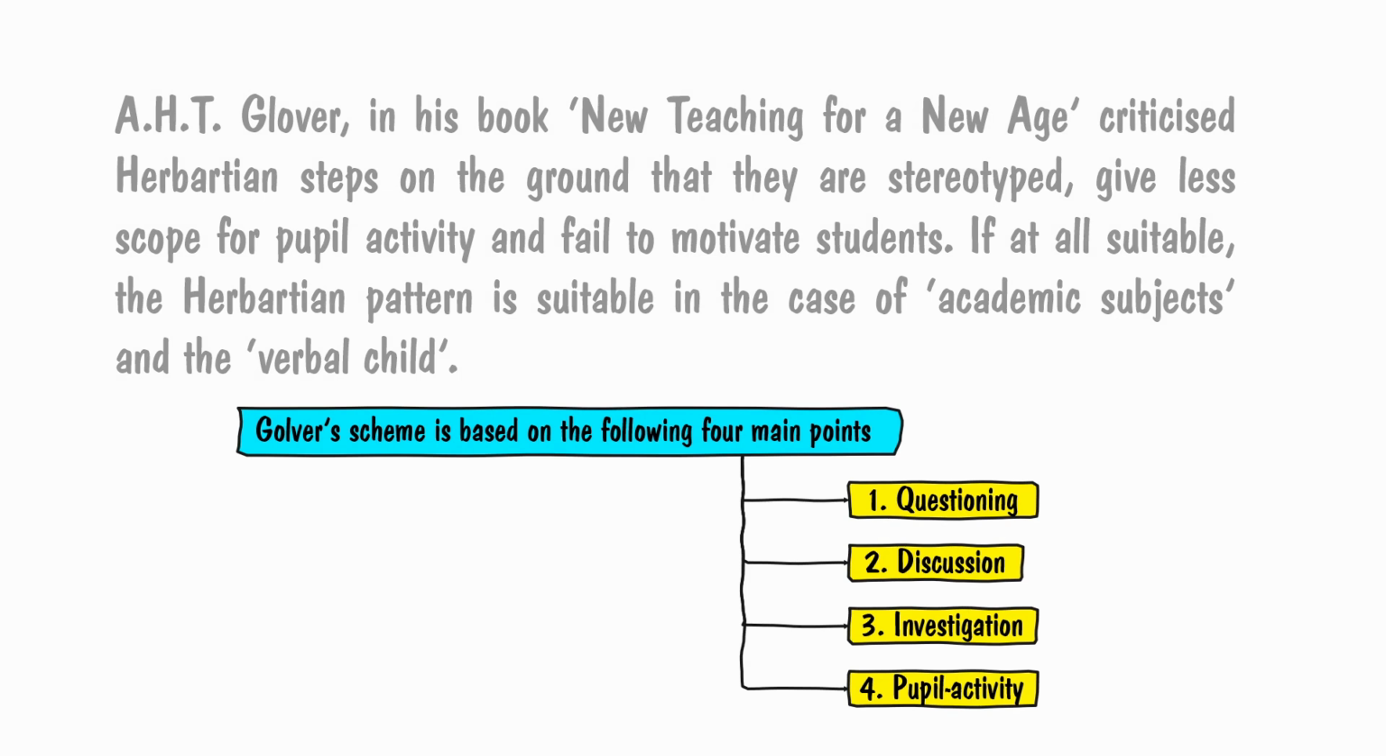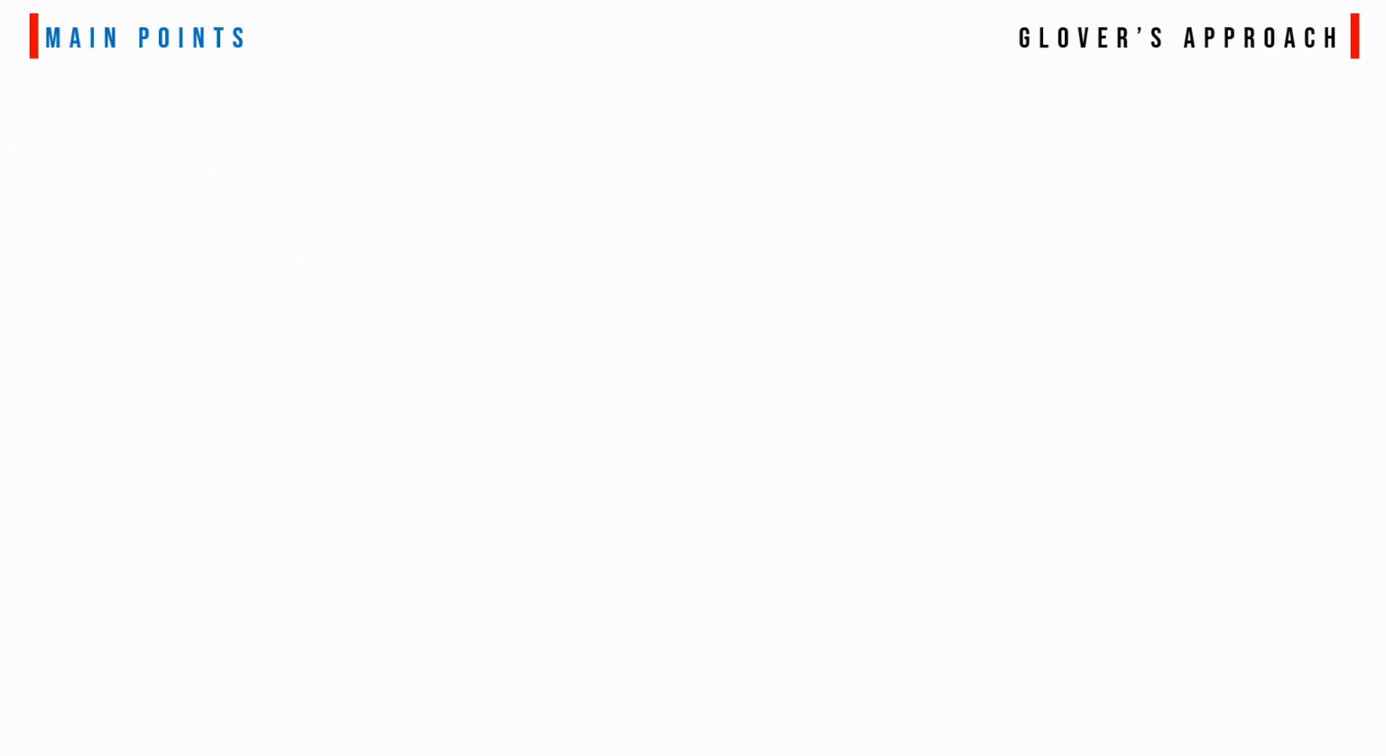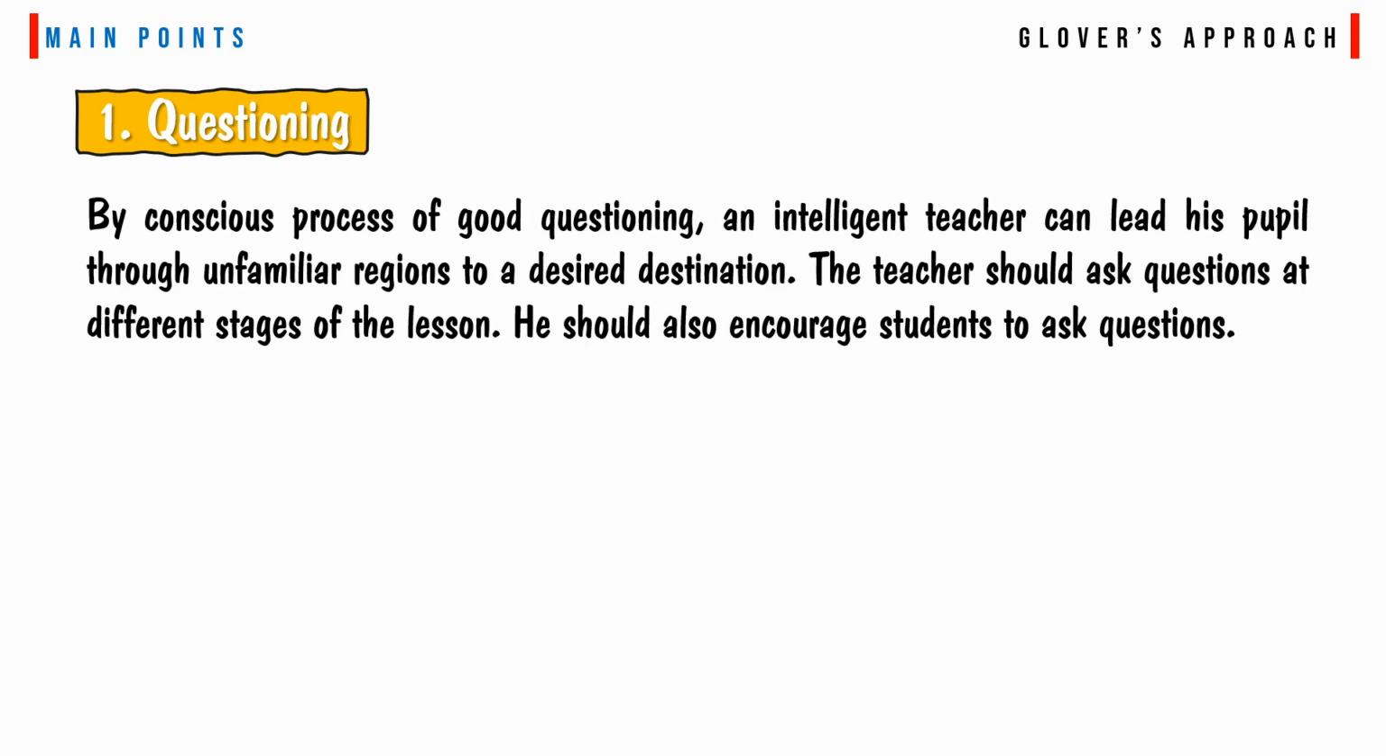The Gloverian scheme is based on the following four main points. First is questioning, second is discussion, third is investigation, and fourth is pupil activity. Main points. Questioning. By a conscious process of good questioning, an intelligent teacher can lead his pupil through unfamiliar regions to a desired destination. The teacher should ask questions at different stages of the lesson. He should also encourage students to ask questions.